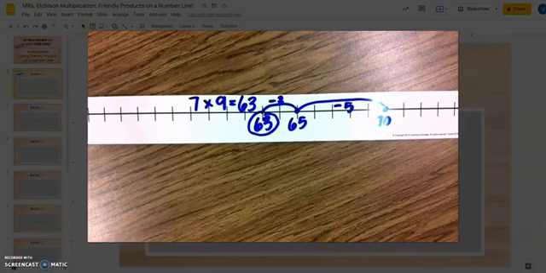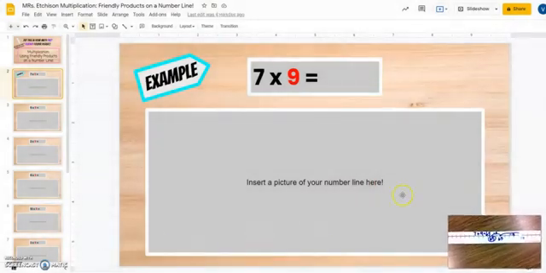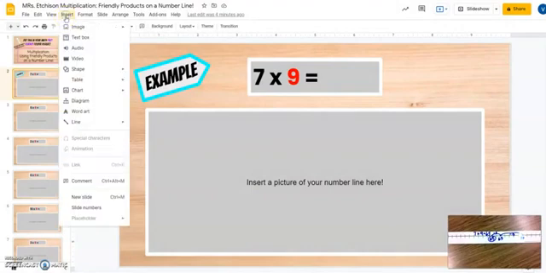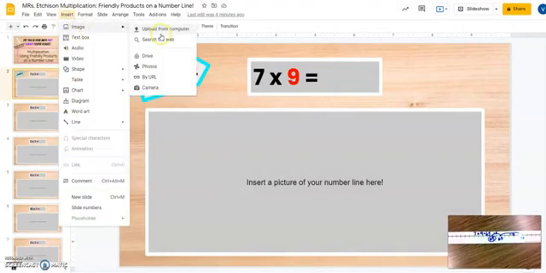So once I have taken a picture using my iPad, I'm going to insert it right here on my Google slide. And remember, we can do that a couple different ways. We can click Insert, Image, Upload from Computer, and then you can select it from your photos, or you can try just opening up the camera, taking the picture, and it'll put it right in for you.